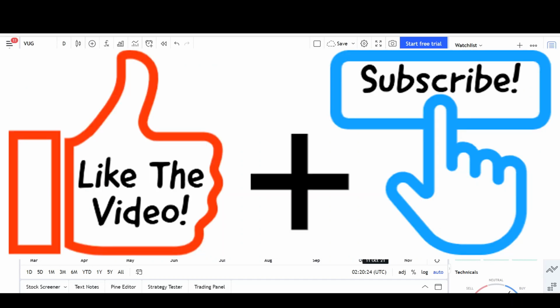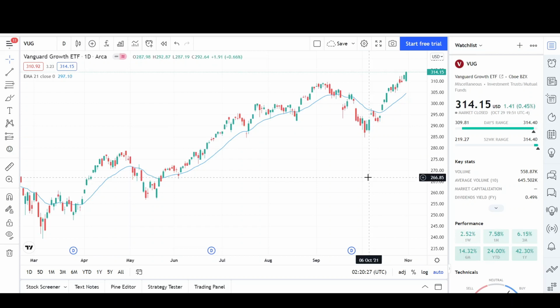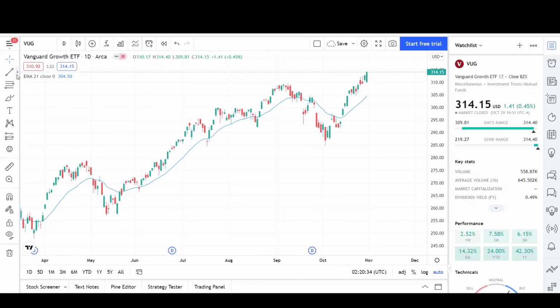So as you can see here, we are in an uptrend since prices are making higher highs and higher lows, and most of the price bars are above the EMA, and the EMA is pointing up. Recently we are inside of this micro uptrend channel right here.